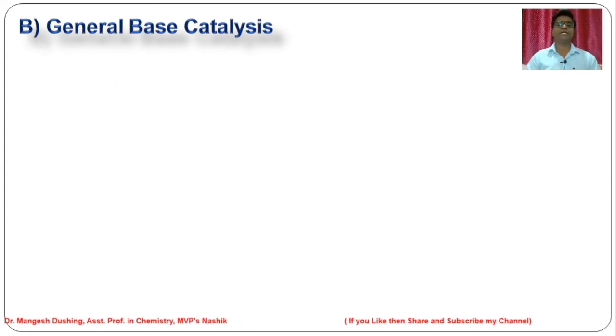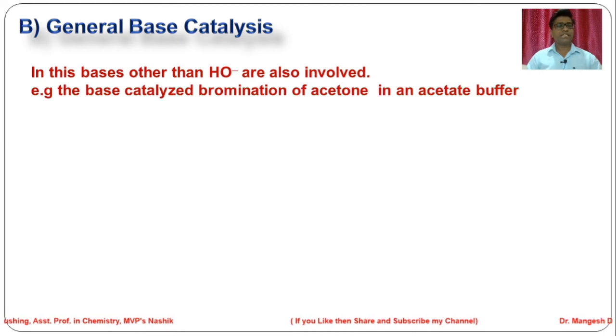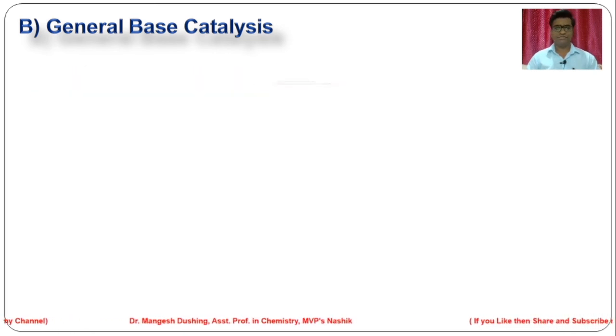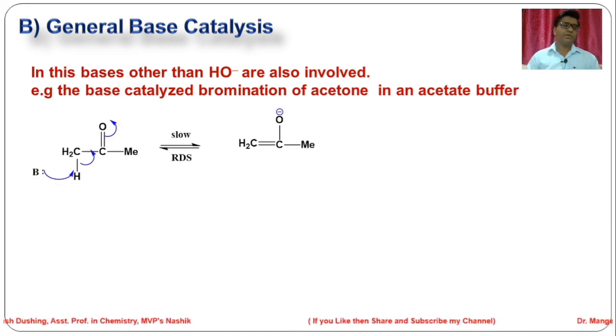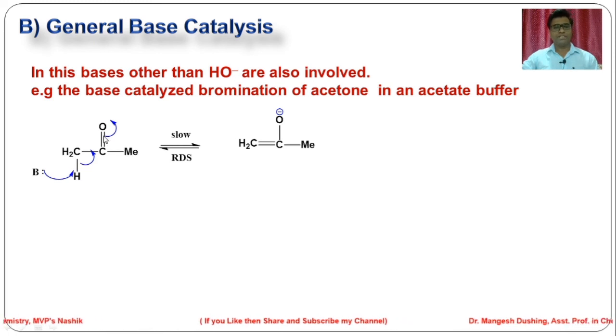Now we will see general base catalysis. In general base catalysis, the bases involved are other than OH minus ions, which means the reaction depends upon bases other than OH minus ions. For example, the base catalyzed bromination of acetone in an acetate buffer. For example, this is acetone. Now in acetone, the base abstracts the alpha proton and forms a carbanion.